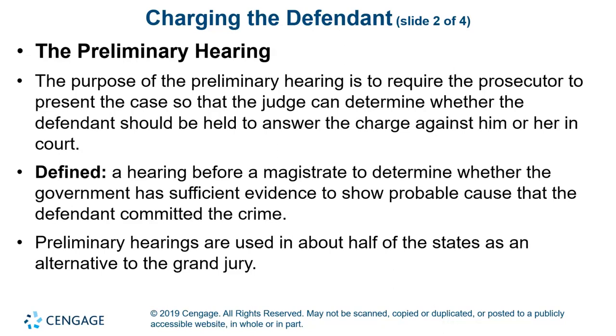By definition, it's a hearing before a judge, where the grand jury is a hearing before the grand jury, to determine whether the government has sufficient evidence to show probable cause that the defendant committed the crime. The grand jury decides if there's probable cause. You see how they're similar but different? Preliminary hearings are used in about half of all the states as an alternative to the grand jury. So similar, but not. So that's a grand jury versus a preliminary hearing.